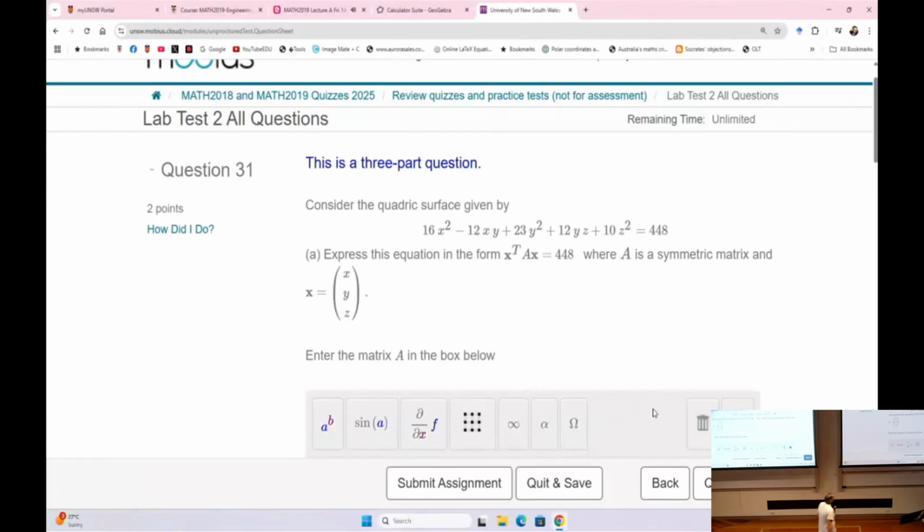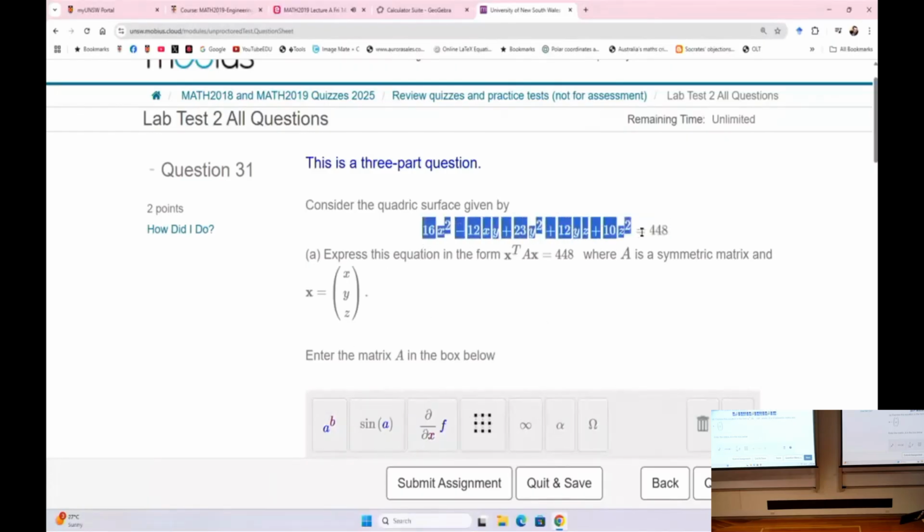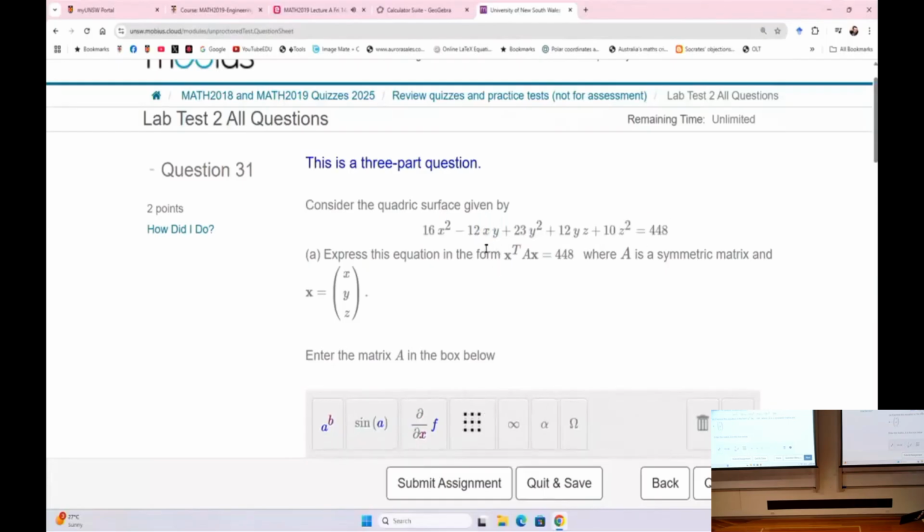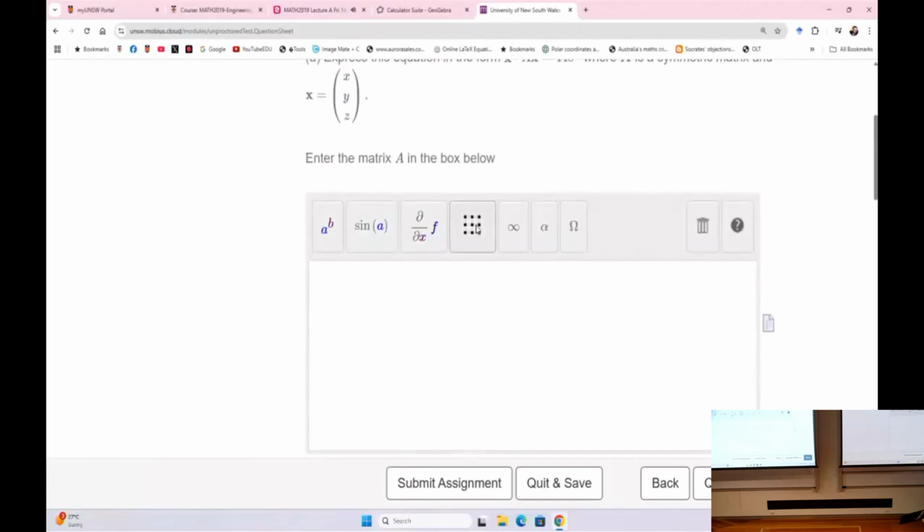And what you're asked to do is you start off with this quadratic form, all right? It's like a polynomial with order 2, and you want to find a matrix, which will be a symmetric matrix, such that x transpose times that matrix times x equals 448. So you can see the right-hand side is the same, yeah? So it's basically taking the coefficients here and putting them into a matrix, okay?